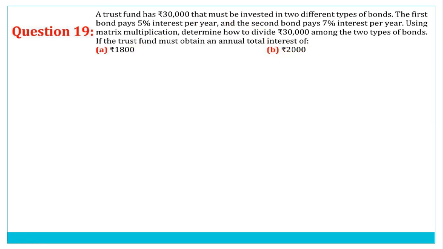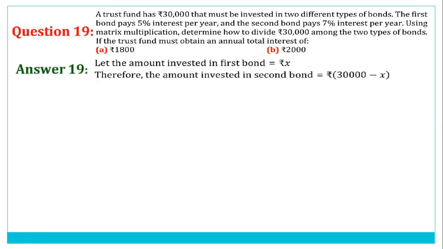Okay, so the total money that we have in our trust fund is 30,000, and we have to divide that money into two bonds. One part we have to invest in the bond with the 5% interest rate, and the other part we have to invest in the bond with the 7% interest rate.